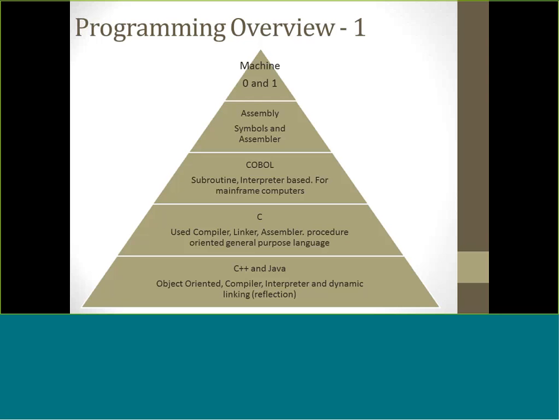Here on the screen you can see one pyramid. This pyramid is basically giving you the hierarchical development, or the evolution, of the programming languages from the start of the computer till today. Though I did not cover many of the languages, I am focusing on C++ and Java, which are the most popular languages in the object oriented world.